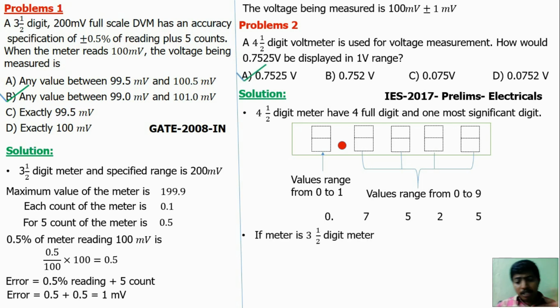If the meter is a 3.5 digit meter, for example, what will be displayed? 3.5 digit means it has four digits in total, 3 full digits and 1 half digit. The voltage range is 1 volt, so the point will be here. If the voltage is 0.7525 volt, the display will be 0.752. Option B may be correct. If it is 3.5 digit, meaning four digits in total, 3 full digits and 1 half digit, the actual value 0.7525 volt will be displayed as 0.752 on a 3.5 digit meter.